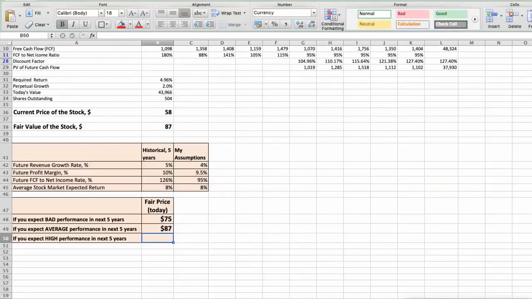Third scenario. Baxter International will have high performance in the next 5 years, and we will use the following parameters in our calculation. Future revenue growth rate would be high, 5%. Future profit margin would be high, 10%. Future free cash flow to net income rate would be high, 100%. In this case, the fair value of the stock today would be $101.